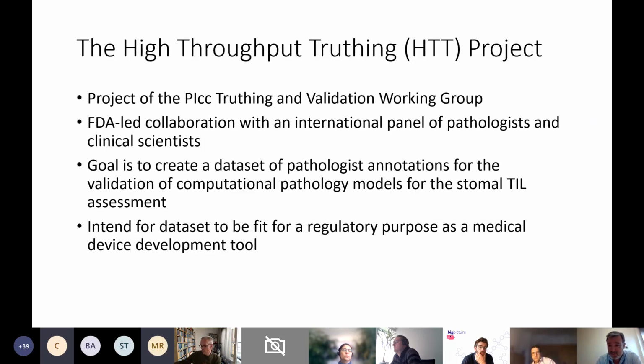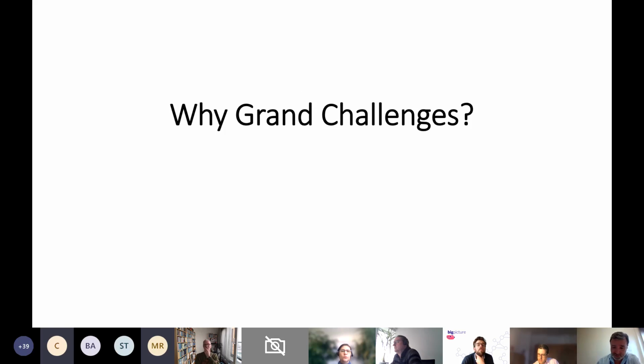So the high throughput routing project, that's how it is called. It's an FDA-led collaboration working with several different academic communities, the Pathology Innovation Collaborative Group, the TILS Working Group, and many others. And it's very transparent and public, and we involve a lot of people from industry also, because this is something that we need to do together in a very transparent manner. So what grand challenges?